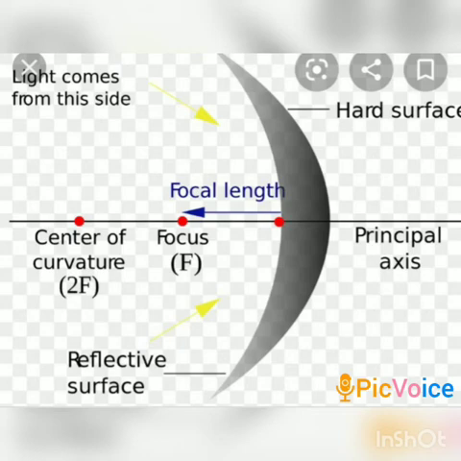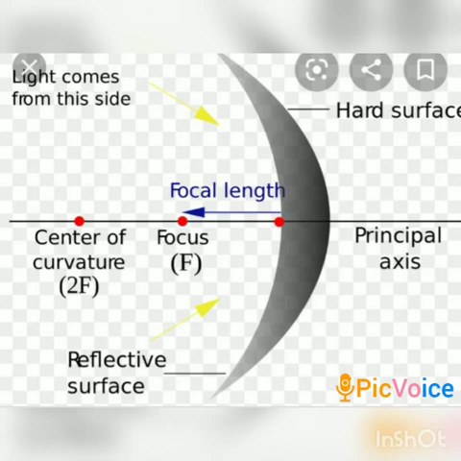Once again students, in a concave mirror, the rays which are parallel to the principal axis, after reflection meet at a point on the principal axis, and that point is known as the focus. In a convex mirror, the rays after reflection diverge, but they appear to meet at a point on the principal axis, and that is known as the focus.